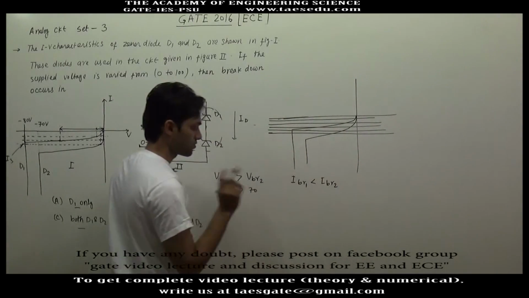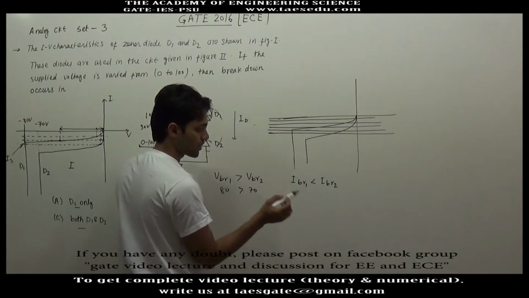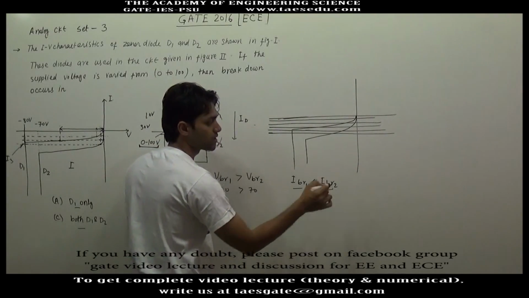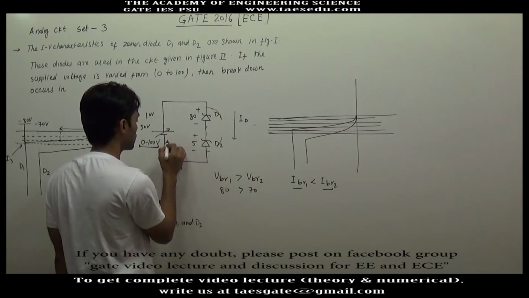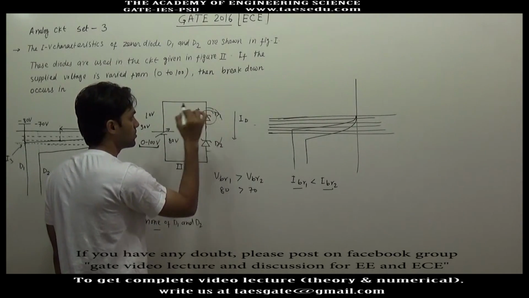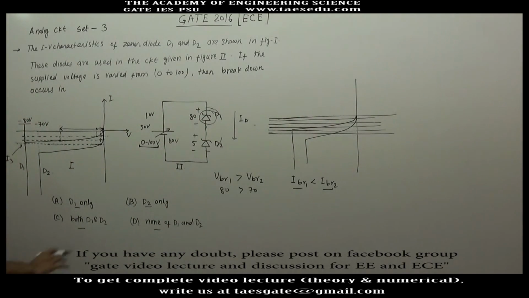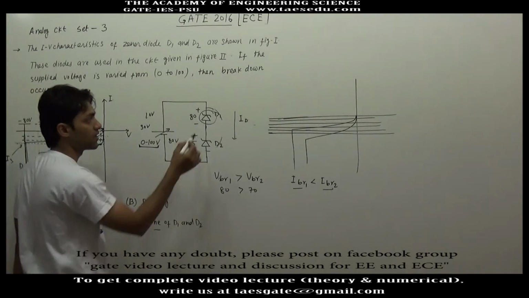Diodes are connected in series and the breakdown current of diode D1 is less than the breakdown current of diode D2. So the diode D1 will break down first, and just at the verge of breakdown of D1, the voltage requirement of diode D2 is almost negligible. So we can say that if you increase the input voltage more than 80 volt, this diode will be broken down. Now this diode is broken down and the current may be anything on this line, but this current will be decided by the external circuit, meaning other than this diode.